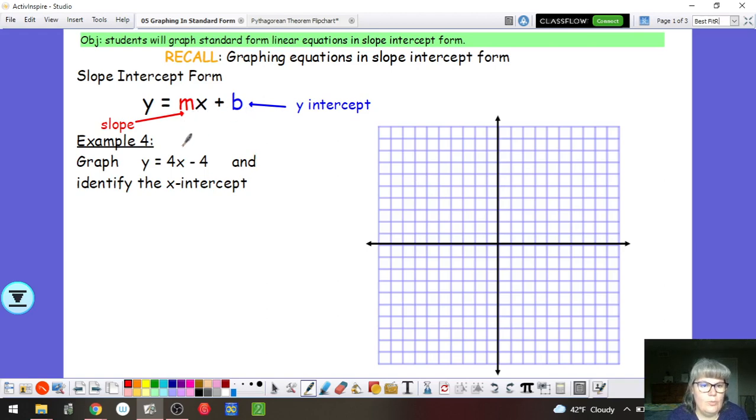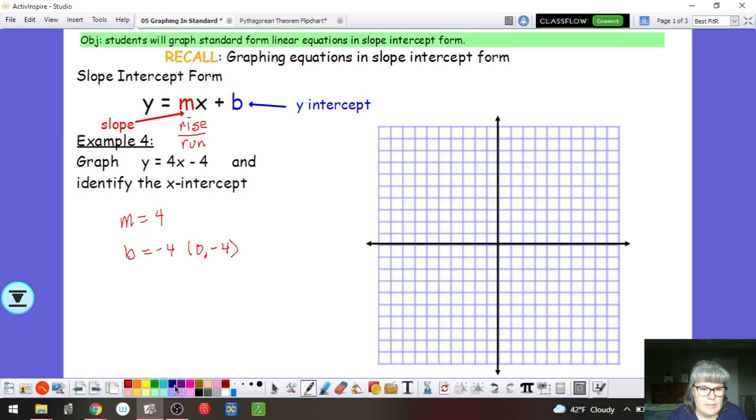M is our slope, or rise over run. And b is our y-intercept, where we cross the y-axis. So when we are asked to graph y equals 4x minus 4, we have a slope of 4, and we have a y-intercept of negative 4, and its point is located at 0, negative 4.